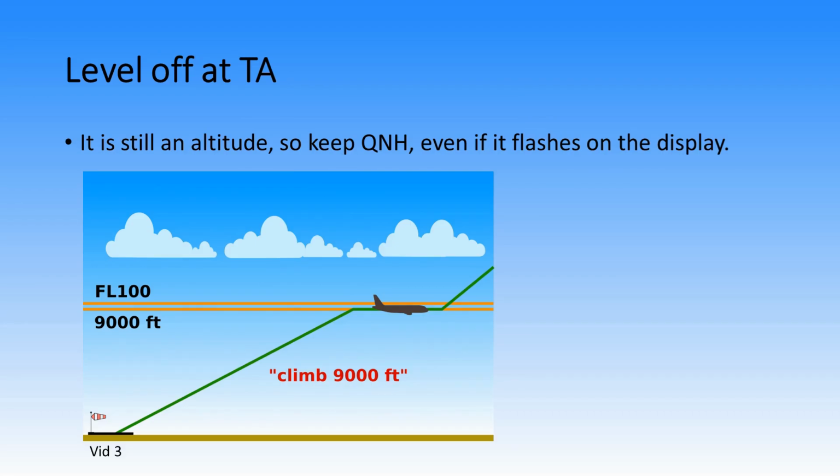Leveling off at transition altitude. This is also part of the normal procedure, but sometimes done wrong. This is still an altitude if you level off at the transition altitude, so you have to keep QNH even if it flashes on the display. For example, here you're climbing, ATC says climb 9,000 feet. 9,000 feet is an altitude, so you have to keep QNH. And I will illustrate that with the next video.